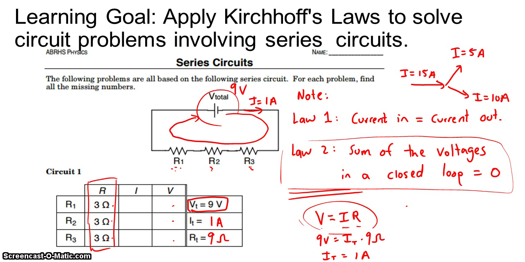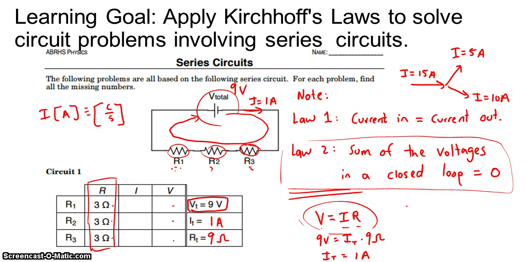So remember for a second, current is measured in amps, which is the same as coulombs per second. So think of this as people. Remember, coulombs are people. So people per second. So I have 1 person per second moving through here. That one person has to go through this one, and through this one.